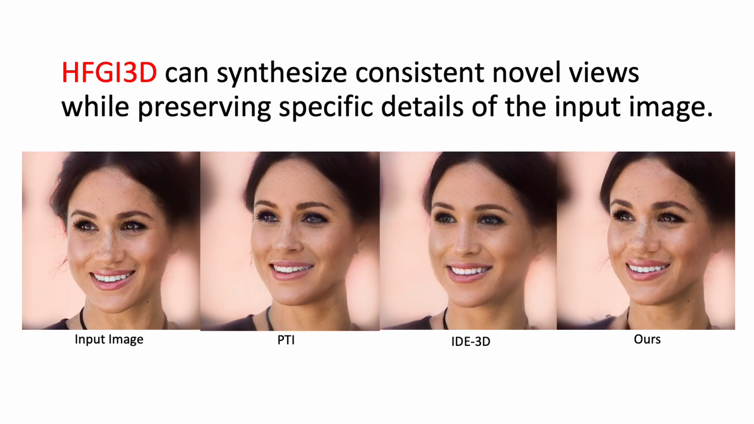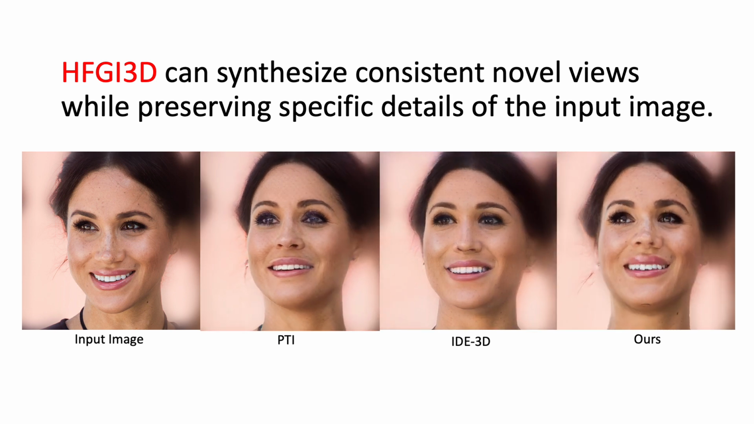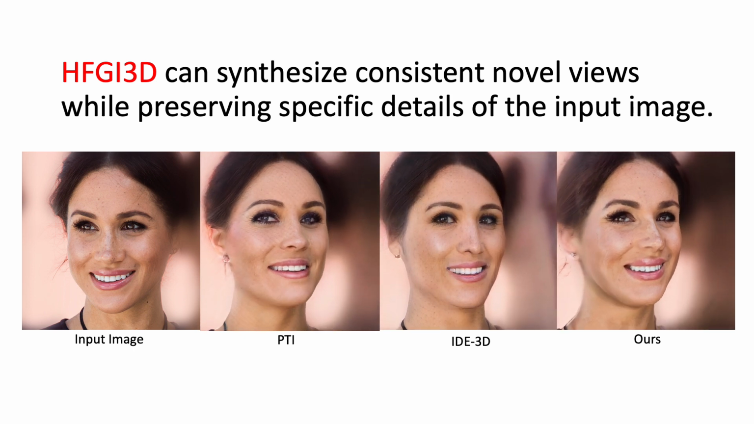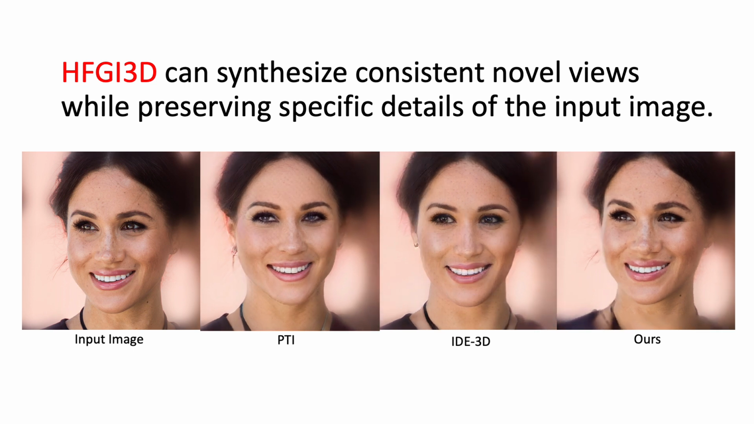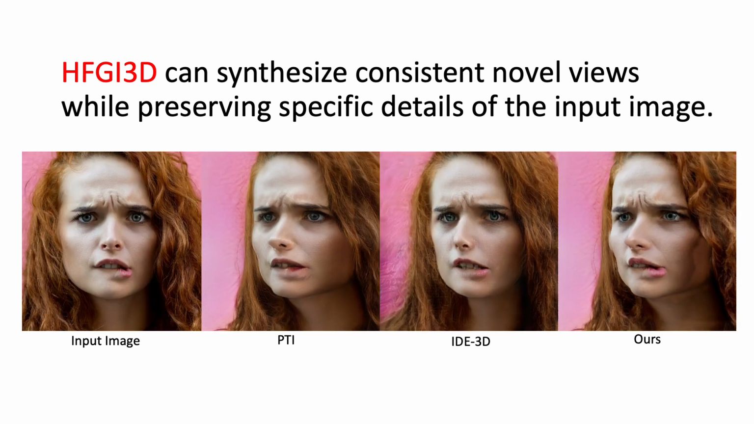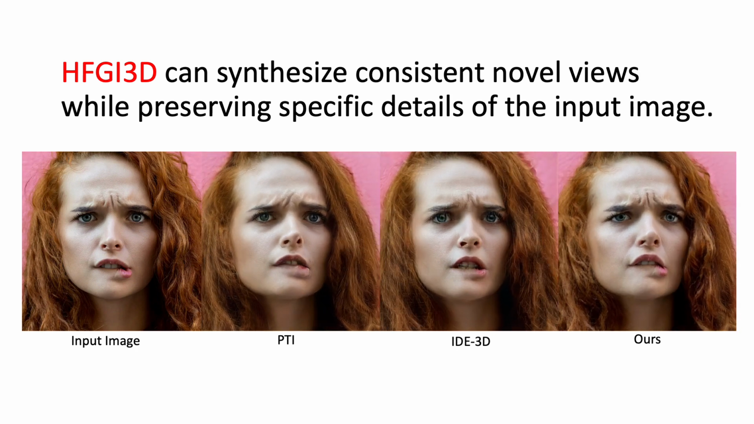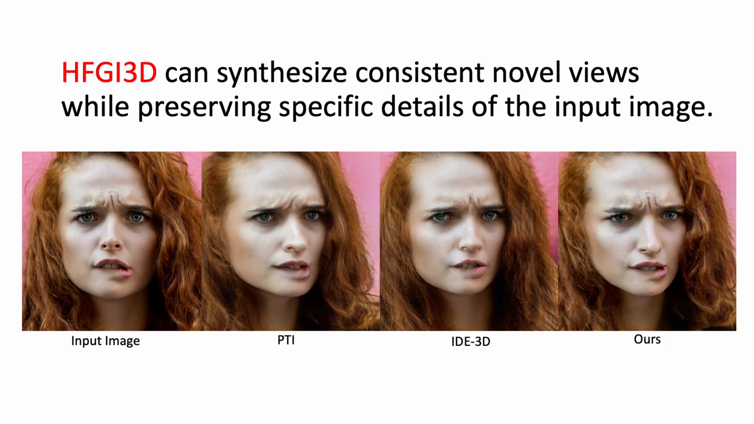Here is another example of a celebrity. Our method keeps the most representative facial features of Megan. Compared with other methods, the identity in the novel view is much more similar to the original. And here is another example of an unusual face expression. The proposed method can still generate high-fidelity novel views for this case.